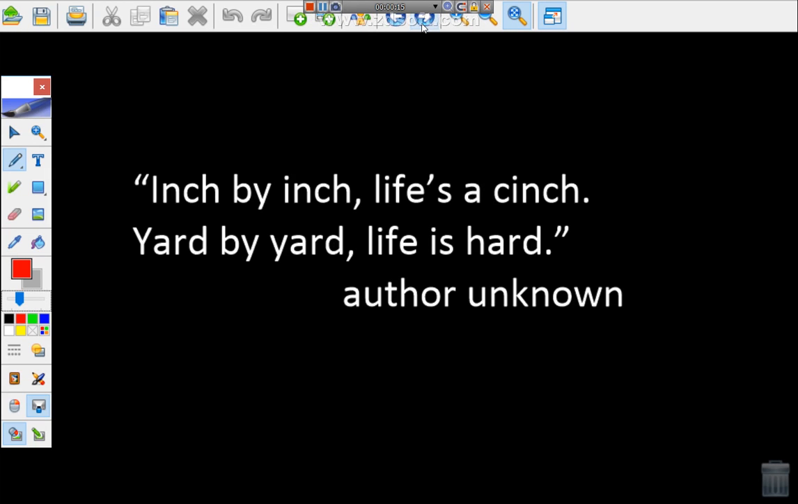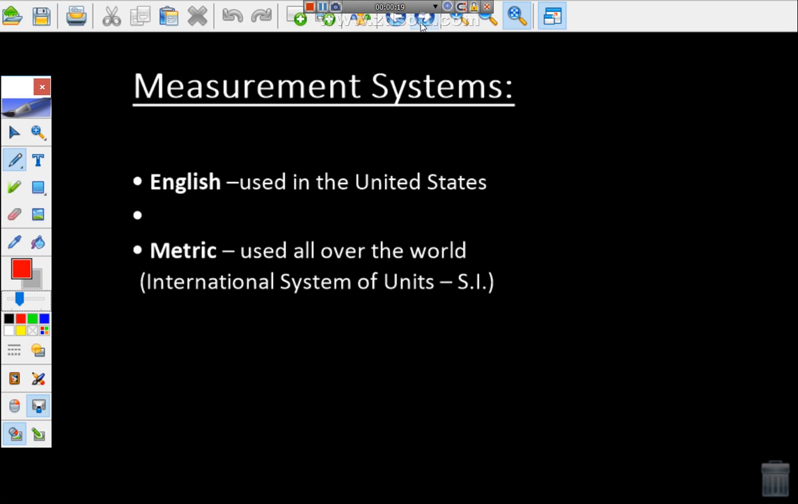Inch by inch, life's a cinch. Yard by yard, life is hard. Author is unknown.